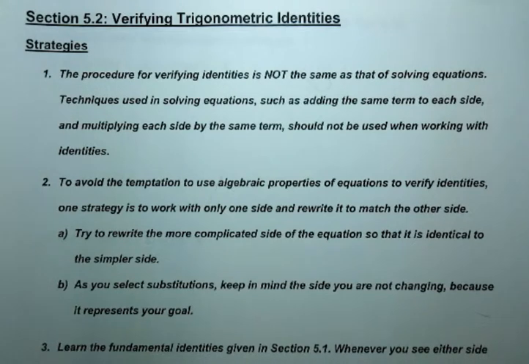One of the first things we talk about in order to avoid that temptation is a strategy where we only work with one side and we just rewrite it to match what's on the other side. When we do that, we want to start out with the more complicated side of the equation and rewrite it so that it's identical to the other side, which would be the simpler side. When we're selecting different identities and substitutions to use, what we want to do is to keep in mind the simpler side, the one that we're not changing, because that represents the goal. That represents what we're trying to get to.